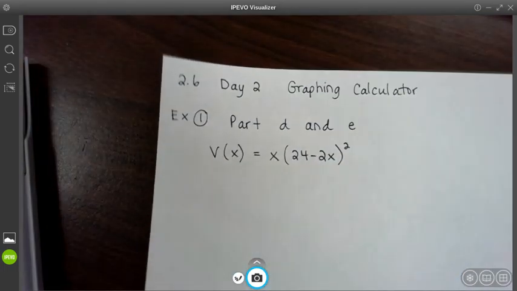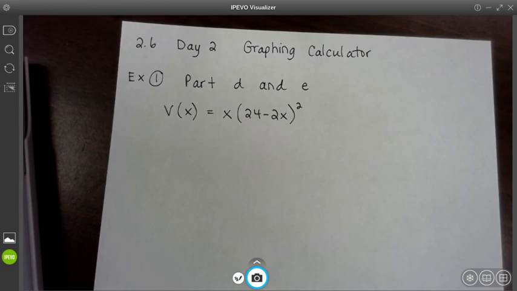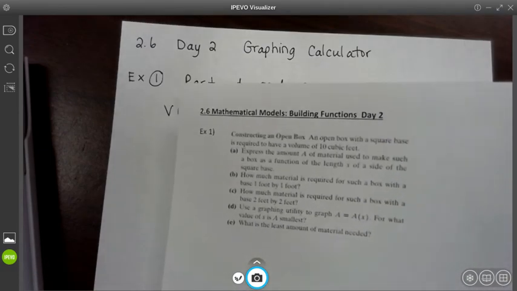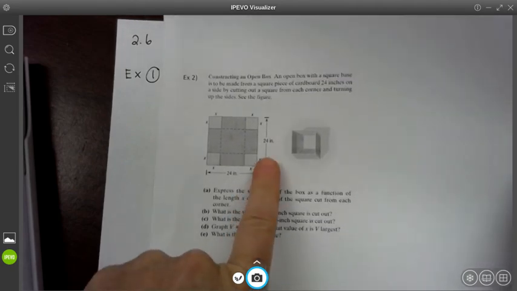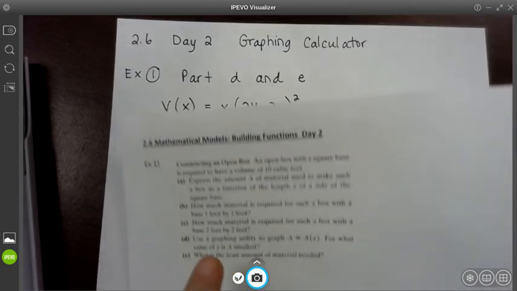All right, and then the 2 problems we did in class today were the box problems. So the box problems looked like this one. I think we did this one first, right, with the no top, and we had the 24 inches, and it was the volume function, and then we did this one second.